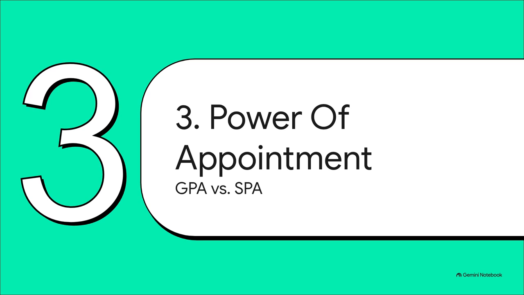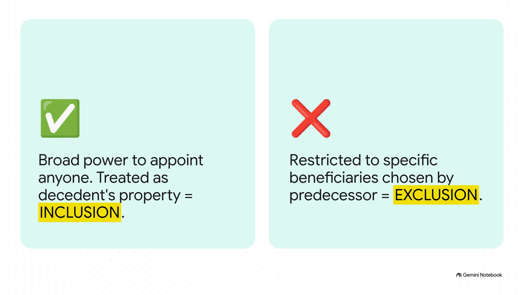All right, Section 3, power of appointment battles, GPA versus SPA. Guys, this is a classic LEPT trap, so pay close attention to the exact distinction you need to make here. Lock this into your brain. General power of appointment, or GPA, means total freedom. The decedent had the broad power to give the property to literally anyone they wanted. They were treating it effectively as their own property, and that results in total inclusion in the gross estate.